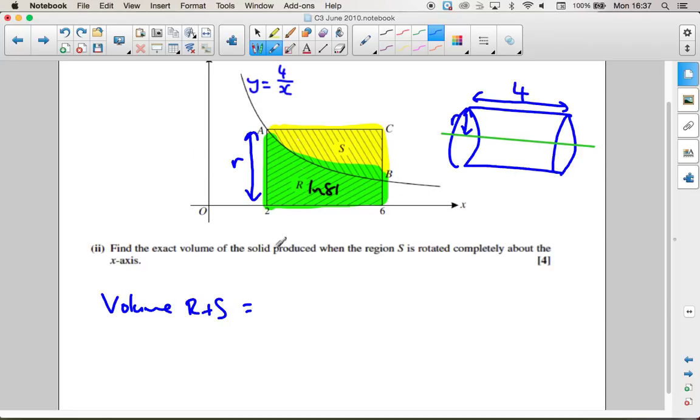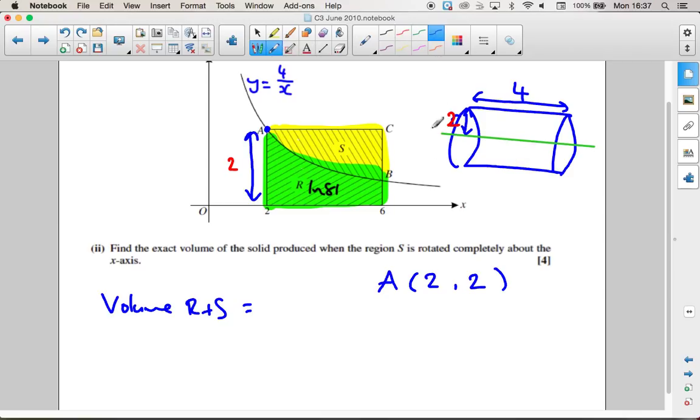So first job, in order to be able to find out the volume, is to know what this point is here. But that's quite easy because that's on this y equals 4 over x curve. So A's coordinates are 2, 4 over 2. So that's also 2. So we know that the radius is equal to 2. So we can go ahead and find the volume.